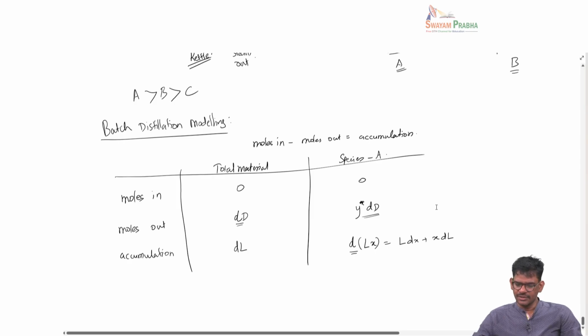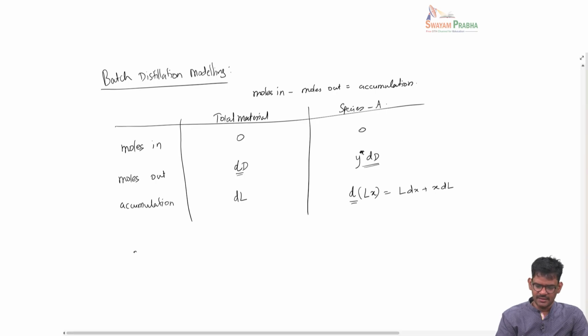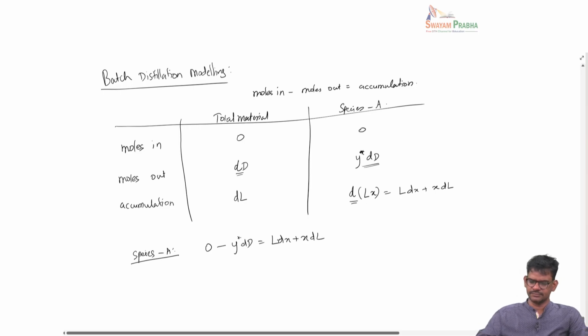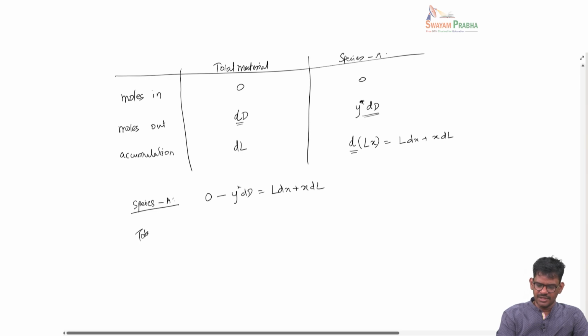So now we can collect all these terms and write this mole balance with respect to species A. Moles in is 0, moles out is y star dD, and the accumulation term is L dx plus x dL. This is one equation. Then if I write it for total material, in is 0, out is dD, and accumulation is dL.